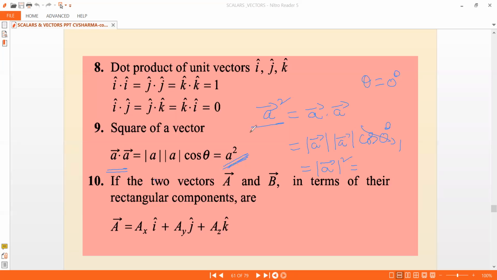This is also represented like this. So this is the idea of squaring a vector. Square of a vector is like this.